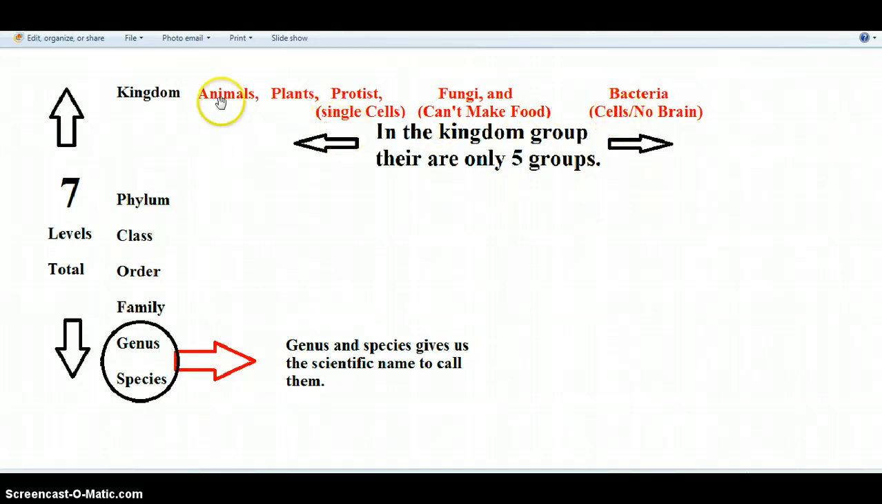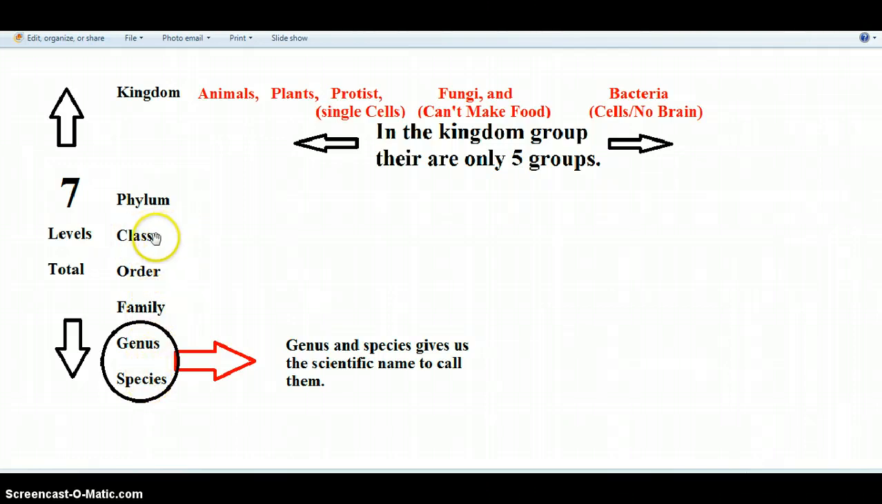So if we're looking at humans, we're going, well, it's an animal. So since it's an animal, the next 6 questions change. Okay, so the next question in the phylum category would be, well, are you a vertebrate or an invertebrate? Well, animals and humans, we have backbones. So then if we say vertebrate, these next questions change.